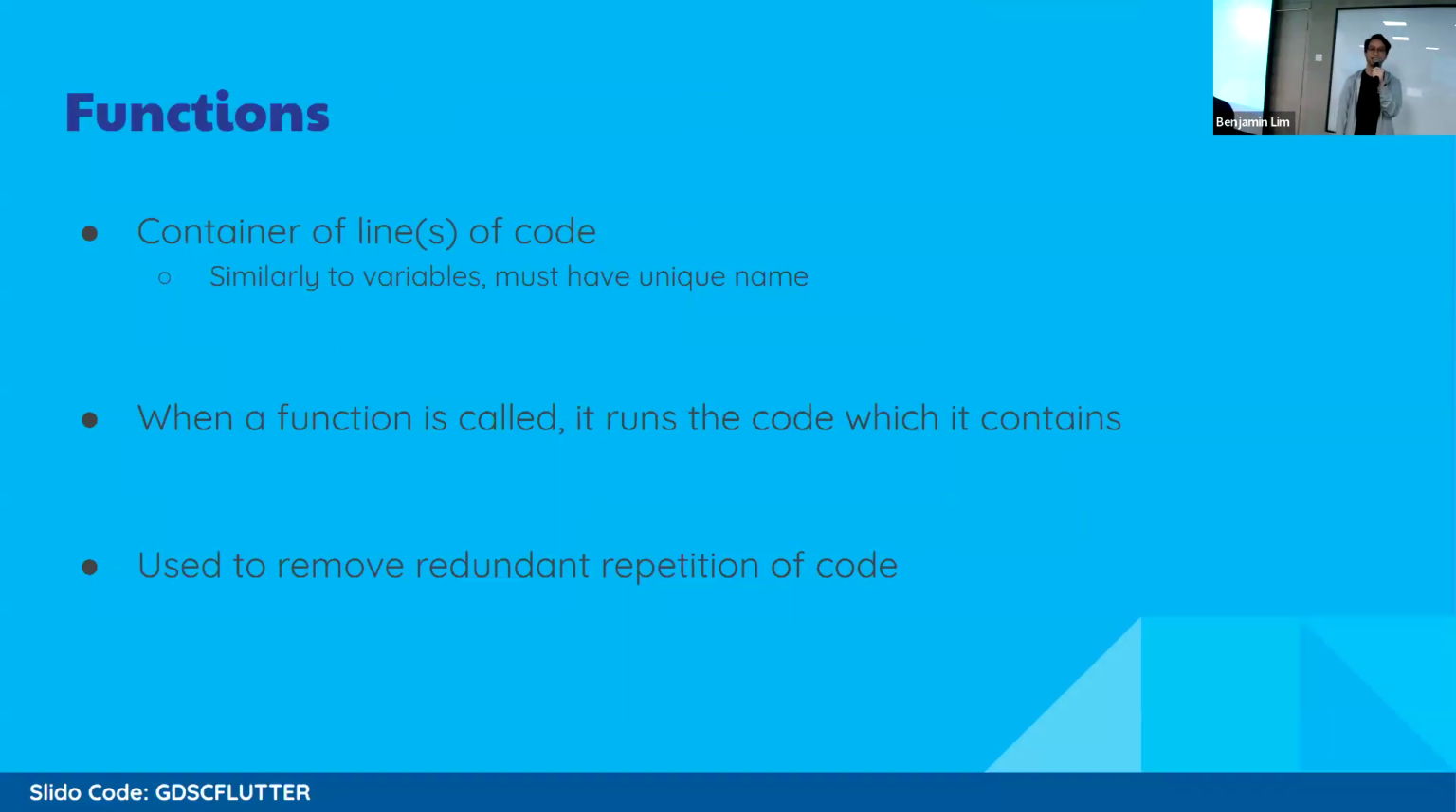So functions are basically several lines of code compiled into a single container value. And then you can call the function with or without inputs, and the function would return some sort of value or may not. So basically, we just use this to remove any repetition of code.